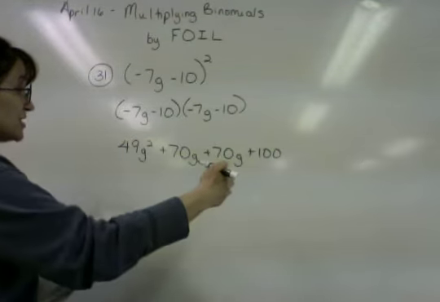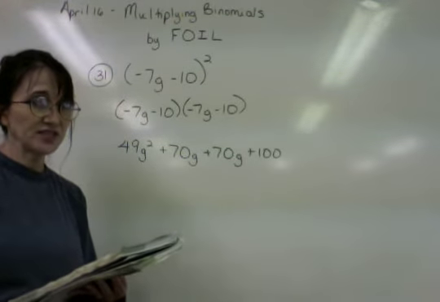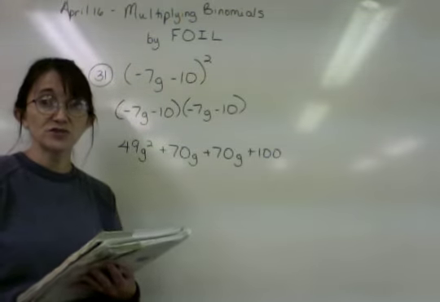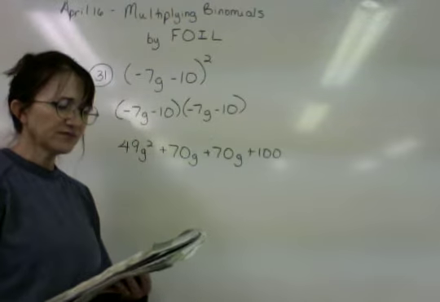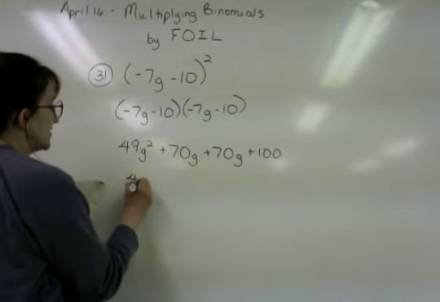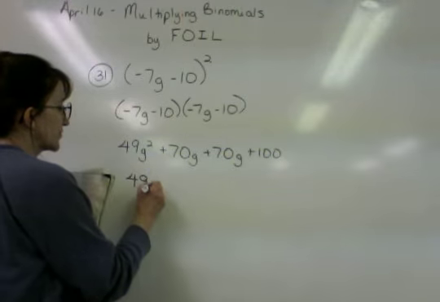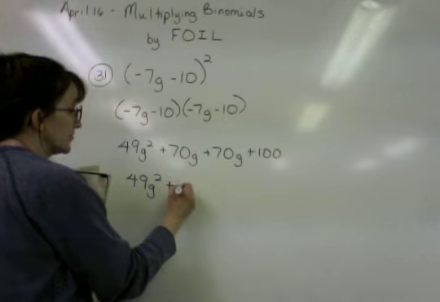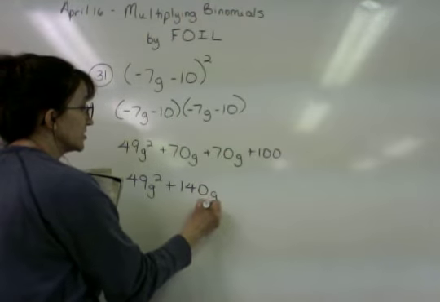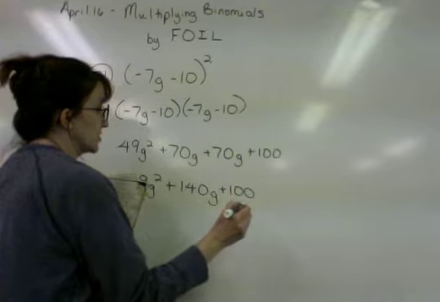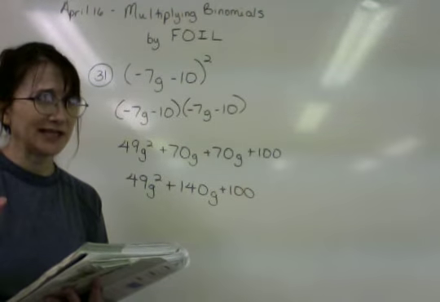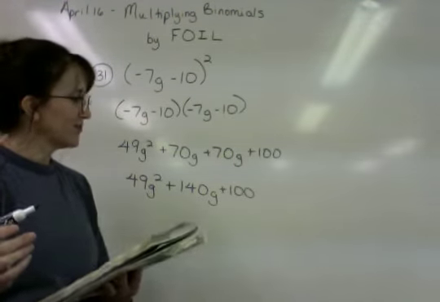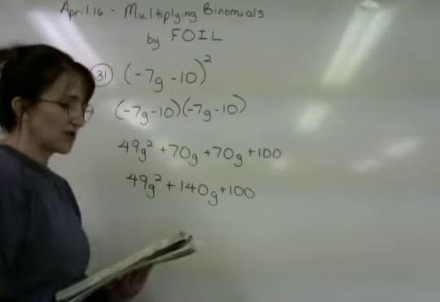So I've done my multiplication, but there's one more step I got to do. I'm not finished yet. I need to combine like terms, and those like terms are right in the middle, similar to our lesson that we did yesterday. So let's go ahead and combine those like terms, and then I'm finished. So my final answer will be 49g squared plus, I'll add those two together, that's 140g plus 100. I did not check any of my answers the last time we were doing it, so if I messed up something, sorry about that.